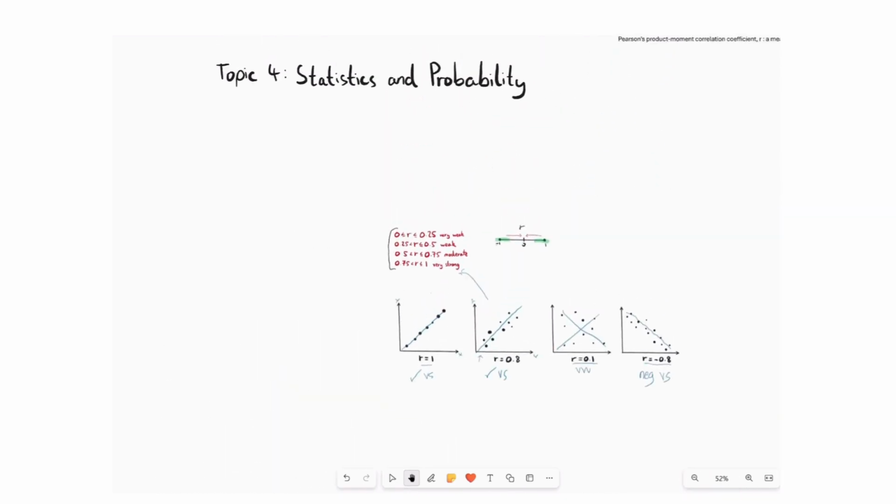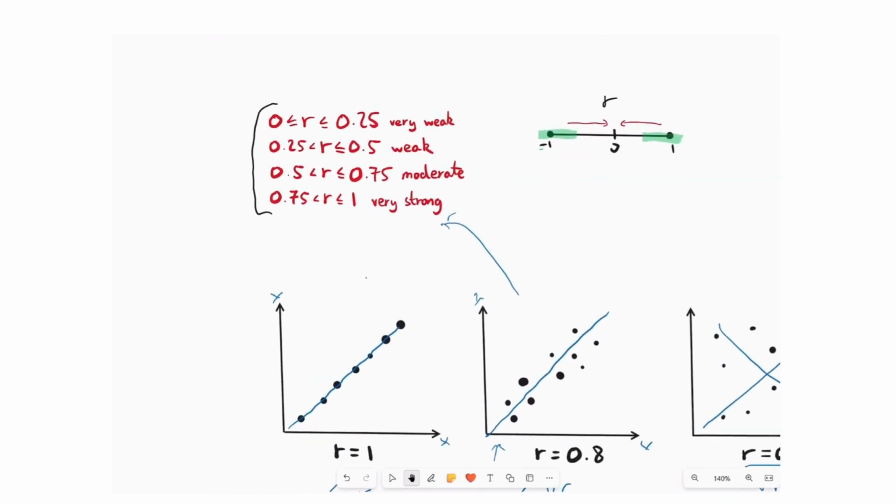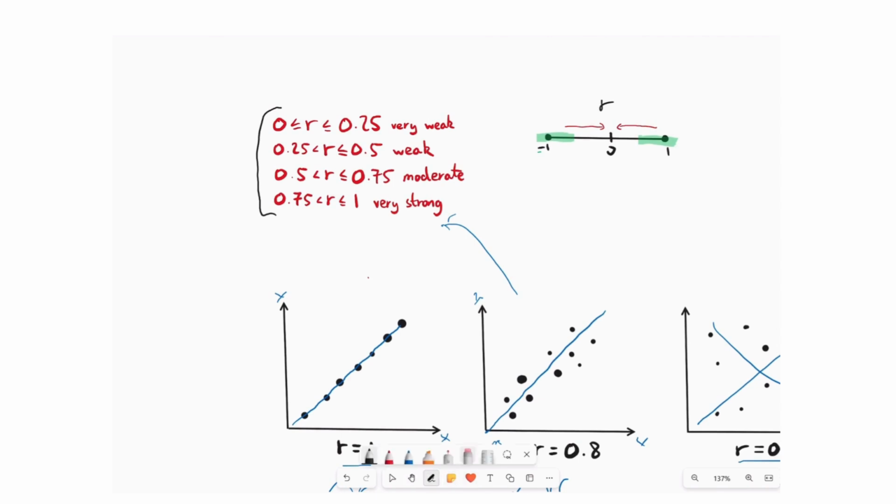My final piece of advice is just remember this little grid here. It's really okay. And just remember your R value. And you should be good. Good luck.